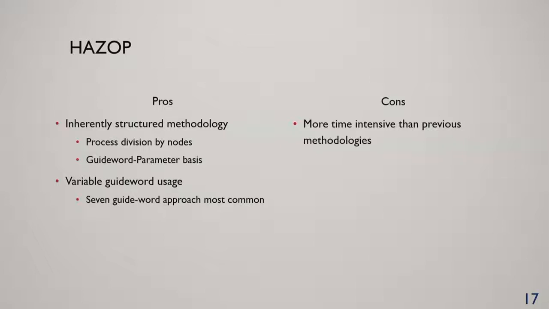So a couple pros and cons for the HAZOP. One, it's an inherently structured methodology. You have the division of your process into nodes. You have a breakdown of the potential consequences by using the guide word and parameter approach. And really, the number of guide words that you can use can differ based on the complexity of the process. So we've seen typically on average 7 guide words used. And the CCPS book that I mentioned earlier, the Guidelines for Hazard Evaluation Procedures, they outline quite a few guide words that could potentially be used for process analysis.